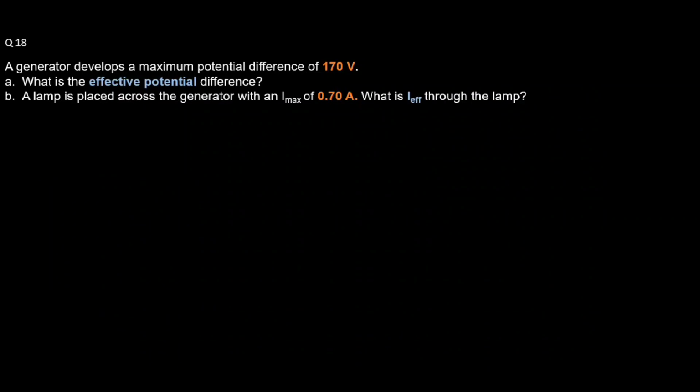In this video, we are going to discuss how to calculate effective potential difference and effective current in a circuit. The question says, a generator develops a maximum potential difference of 170 volt. What is the effective potential difference? And a lamp is placed across the generator with an Imax of 0.70 ampere. What is effective current through the lamp?